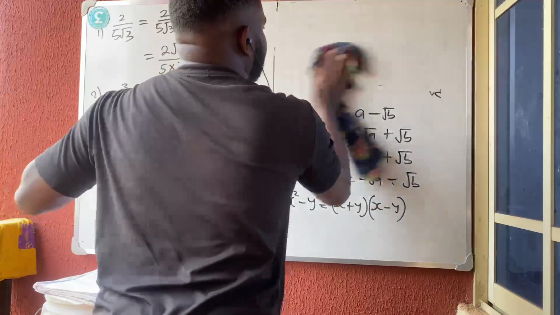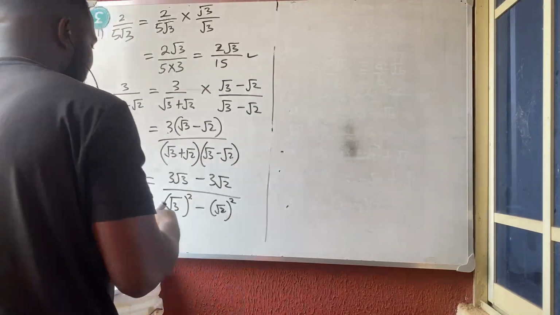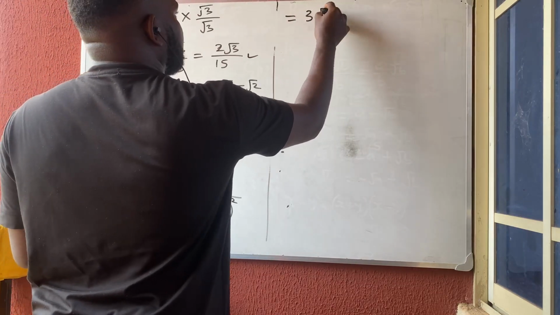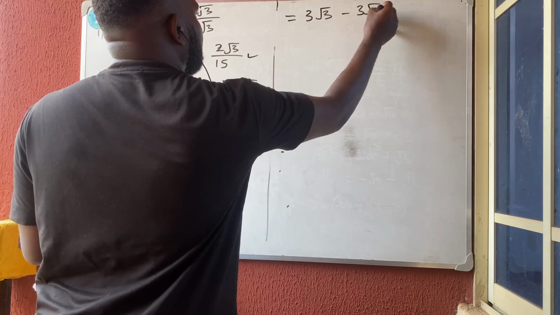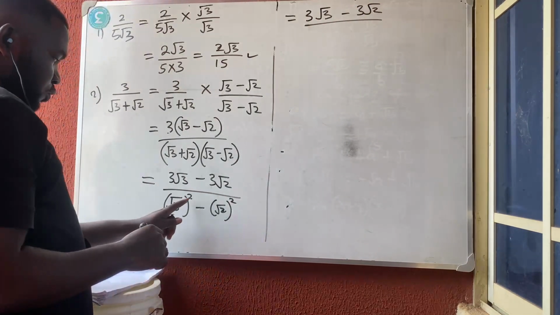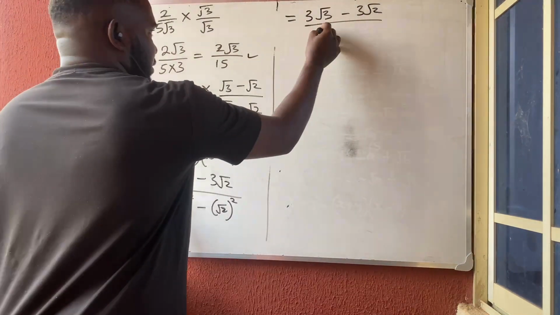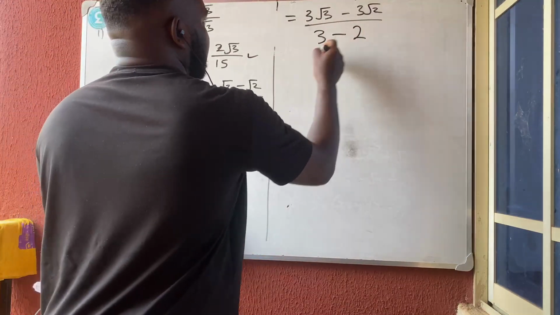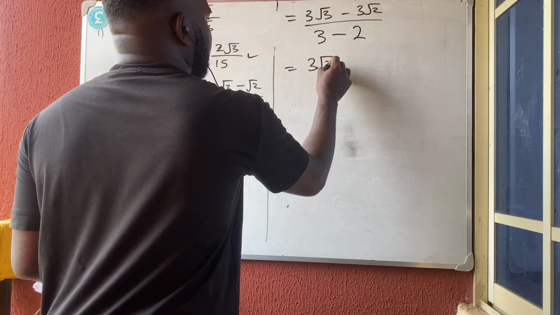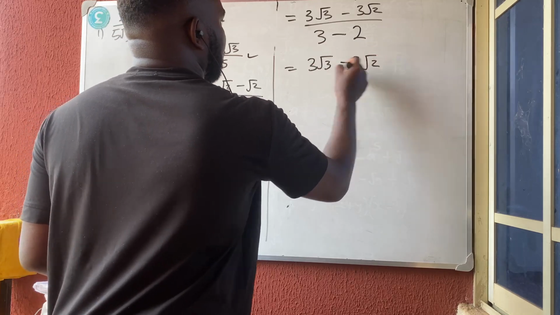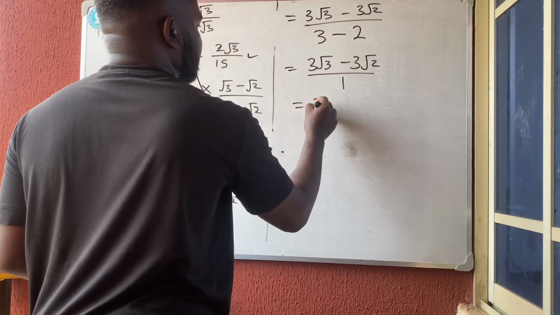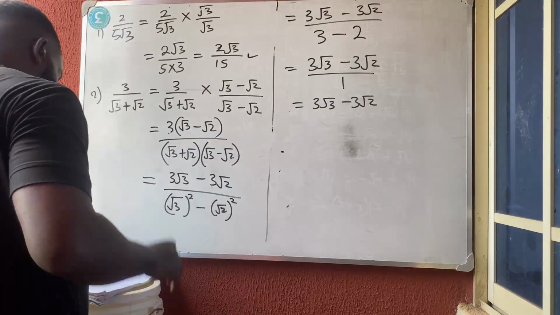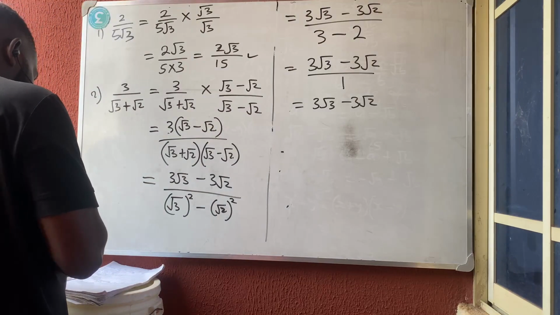So what do we have as our final answer now? This is equal to 3 root 3 minus 3 root 2 all over. Now square can cancel square root. I'm having 3 left here minus, square can cancel square root, I'm having 2 left here. So my answer is now 3 root 3 minus 3 root 2 all over 1, which is the same thing as 3 root 3 minus 3 root 2. Okay, so that is the answer there.